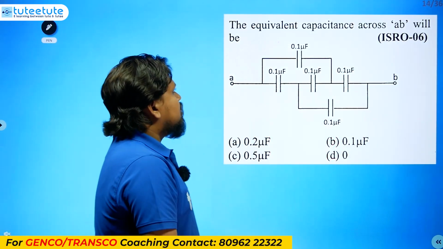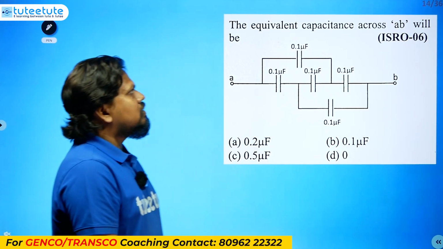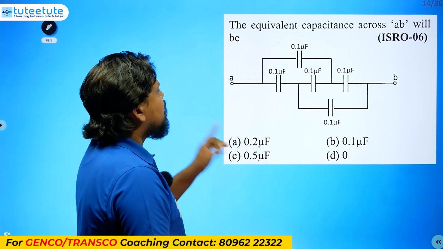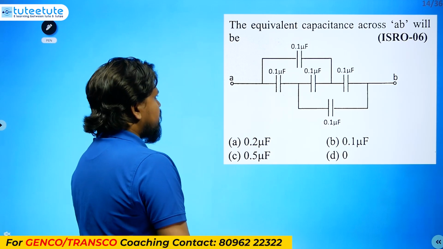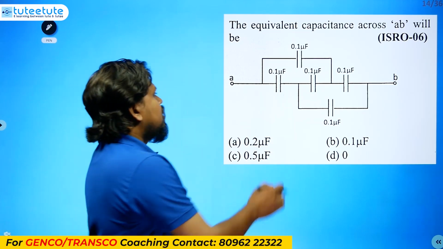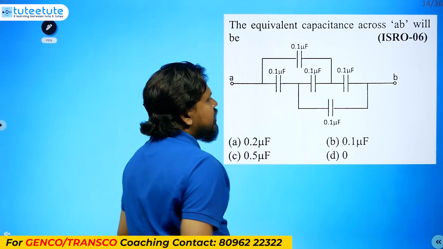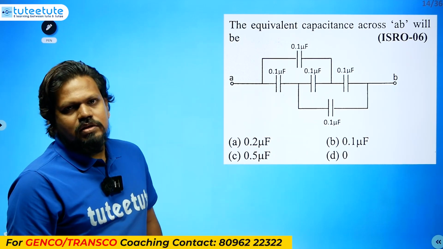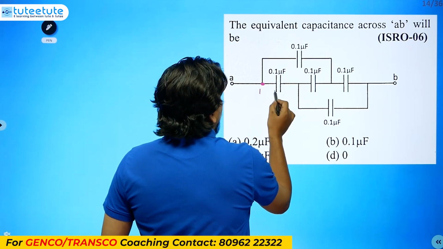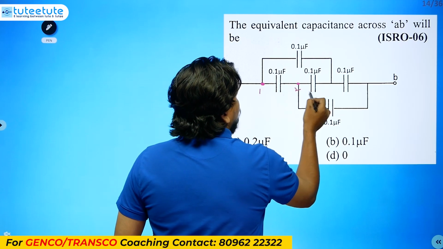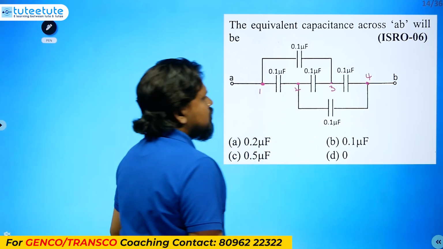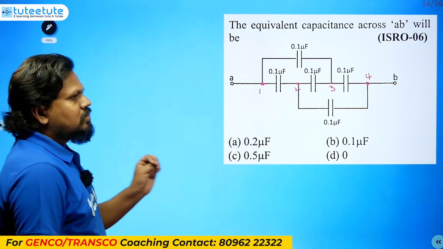And the next question is: the equivalent capacitance across A, B will be. They are asking the equivalent capacitance between the A and B terminals. This question is very, very important. They may ask this question with resistances also, instead of capacitances. So for this one, we easily make it like this: this is node 1, this is node 2, this is node 3, and this is node 4. We have to solve between these nodes.